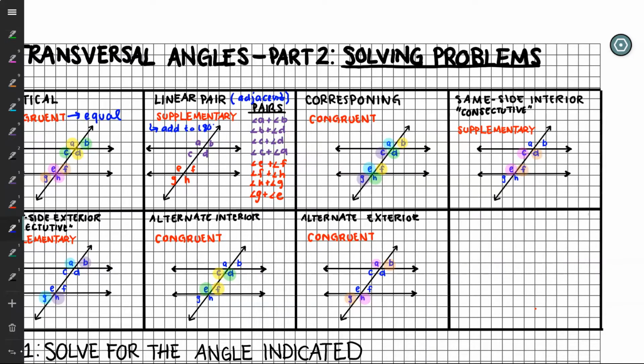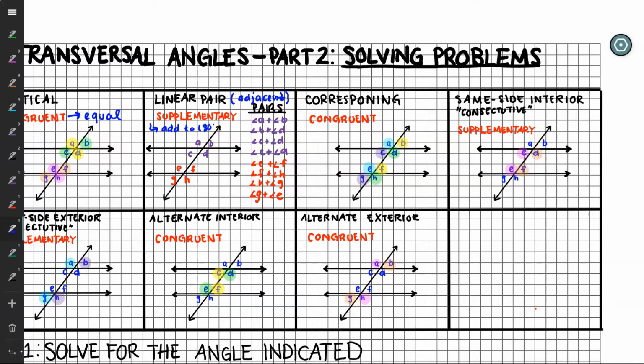Alright, so our next is corresponding angles. And corresponding angles are on the same side of the transversal. So let's look at A. It's on the left side of the transversal. One of them will be exterior and the other will be interior. So A and E are corresponding angles. And corresponding angles are congruent.